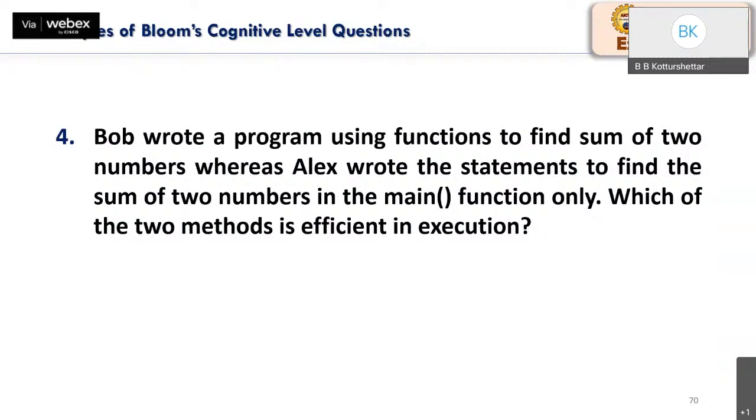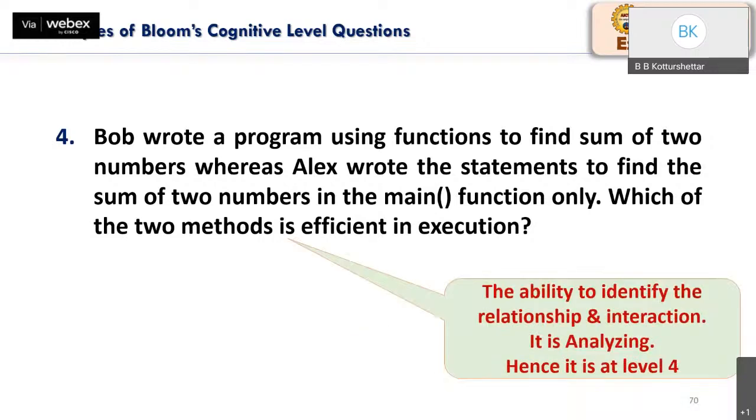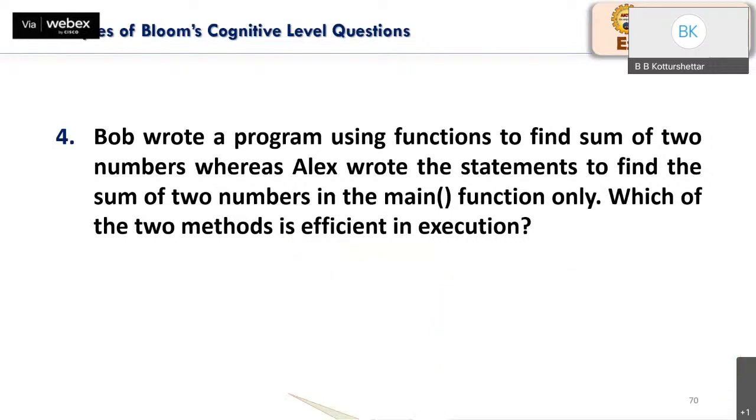Tell me, it is at what level? Please go through. Somebody is telling L4. Somebody is telling 5. You are telling 4. Yes, it is at level 4. It is testing the ability to identify the relationship and action.